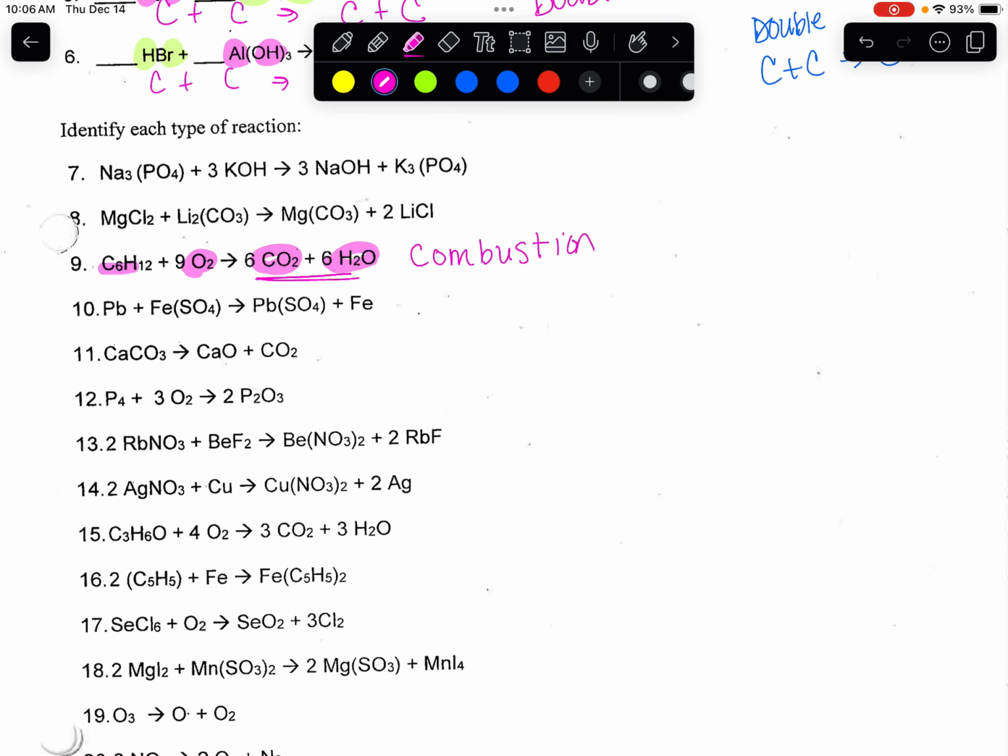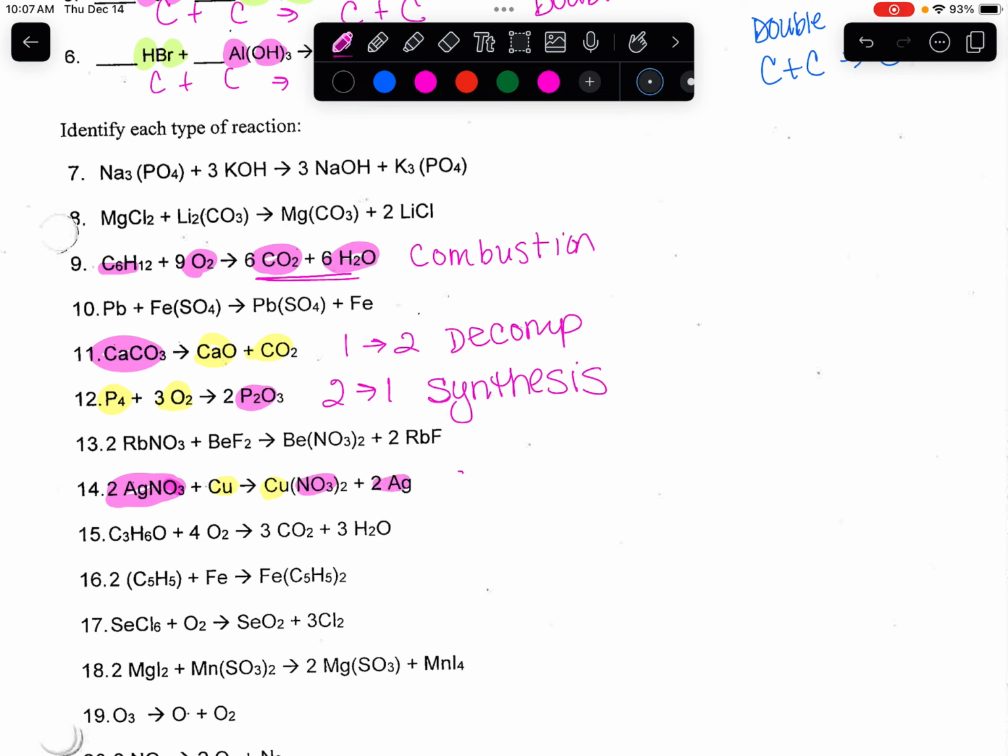All right, if I look at number 11, I got this big complicated thing and it gets split up into two smaller things over here. So if I have one reactant going into two products, that is a sign that I have a decomp. Number 12 is the opposite. If I have two reactants going into one product, that is a synthesis. If I look at number 14, I got something weird here and something simple, and that something simple looks like it split up the weird thing. So that is a single replacement.